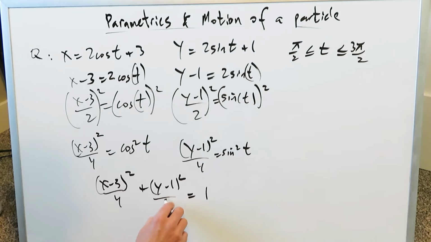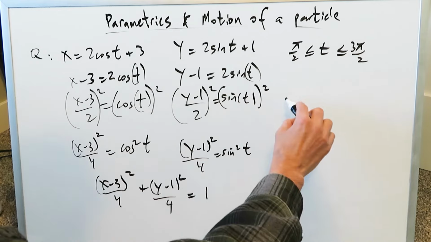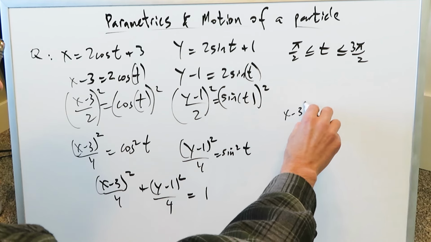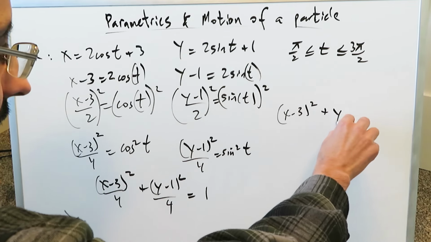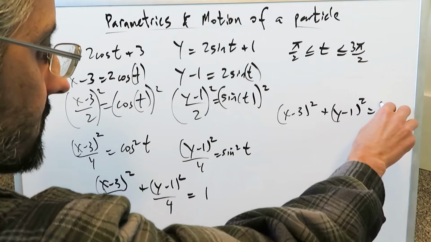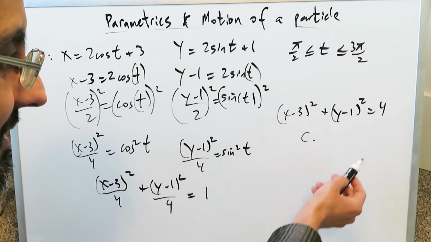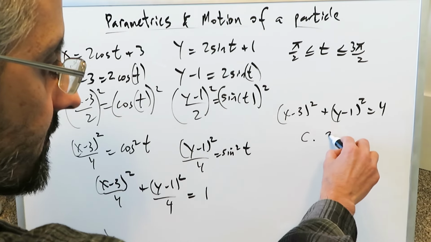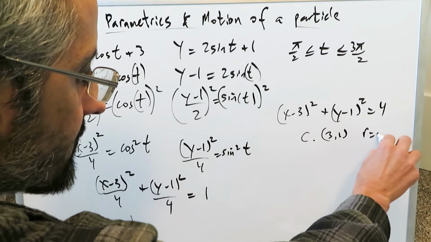What do I do next? I take the 4 onto the other side. I have x minus 3 whole square plus y minus 1 whole square is equal to 4. I have a center here for this circle at (3, 1), and a radius here of 2.